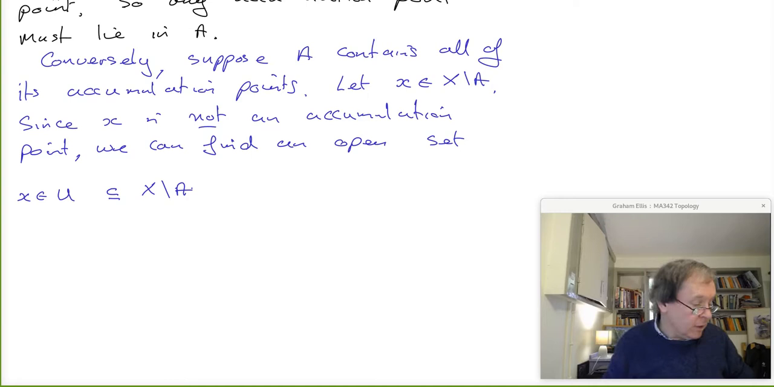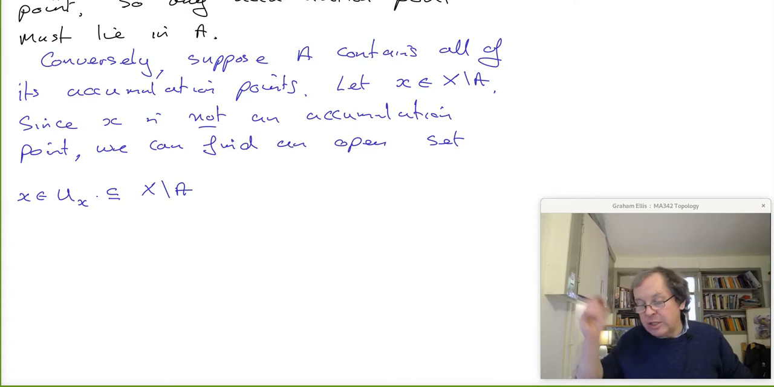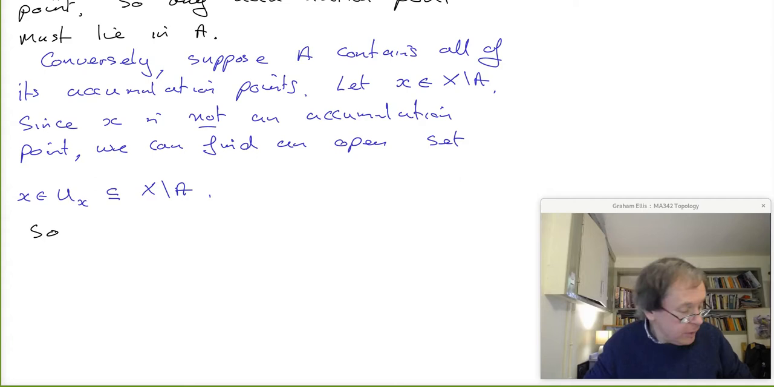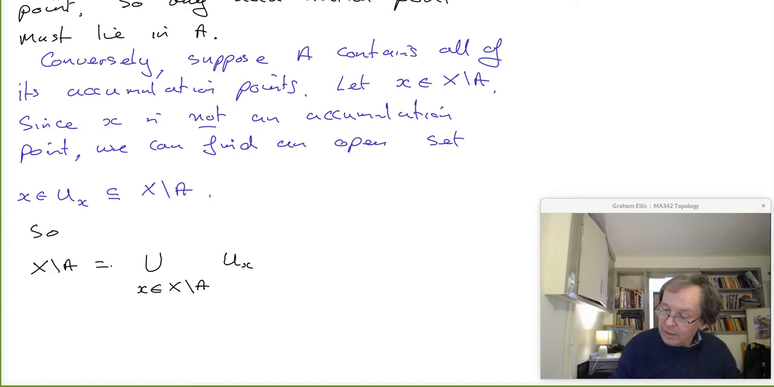You can do that. Now, there are many open sets, but this open set somehow depends on X. So rather than calling that open set U, I'd rather call it U subscript X. So for each X, I can find an open set U_X containing X which doesn't intersect with A. But then, what can I say? Well, let me take the union over all of the points X in the complement, not in A. Let me take the union of all of these sets U_X. And what you see is that their union is simply the complement, isn't it? Because certainly every point of the complement lies in this union, but in fact none of these U_X's intersect with A, so every U_X is in the complement, so you get this equality here.